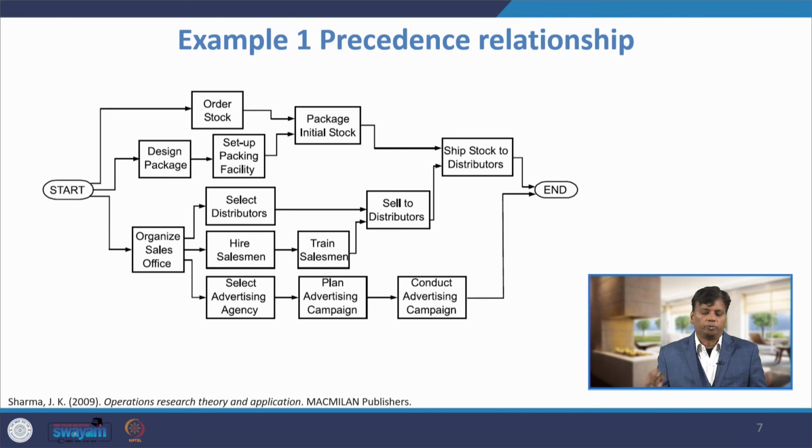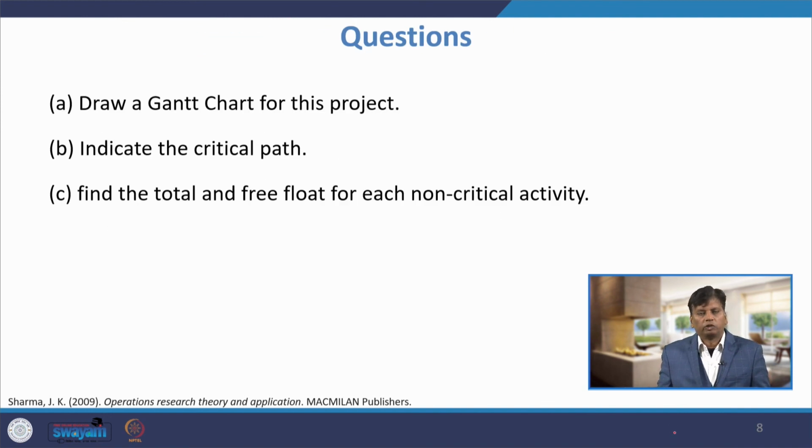When you plot that precedence relationship, it goes like this: start, design package, set up packaging facility, then package initial stocks. These are different events, and finally the project will end. This picture has been drawn by looking at our precedence diagram. What we need to calculate: we have to draw a Gantt chart for this project, then we have to indicate the critical path, then we have to find out the total and free float of each non-critical activity.